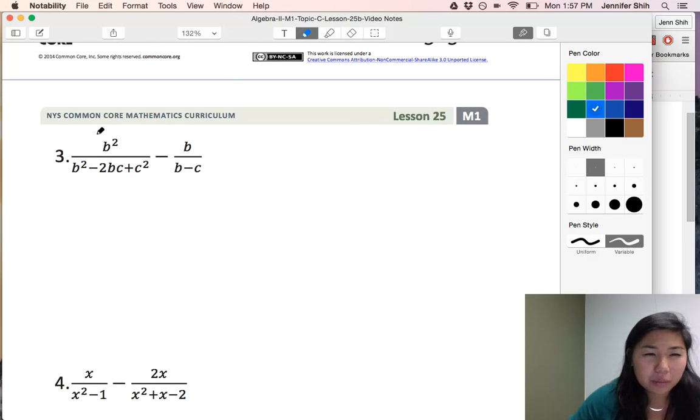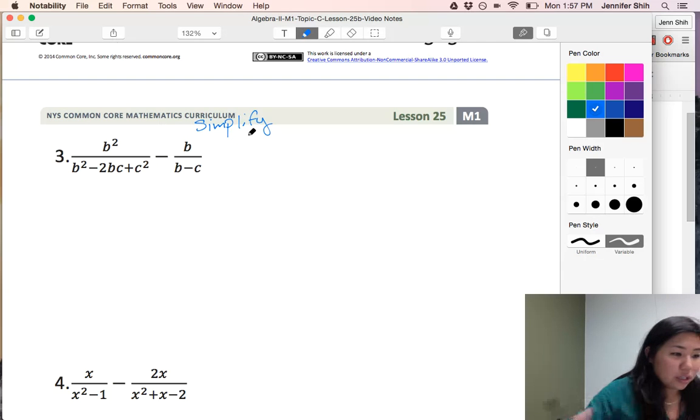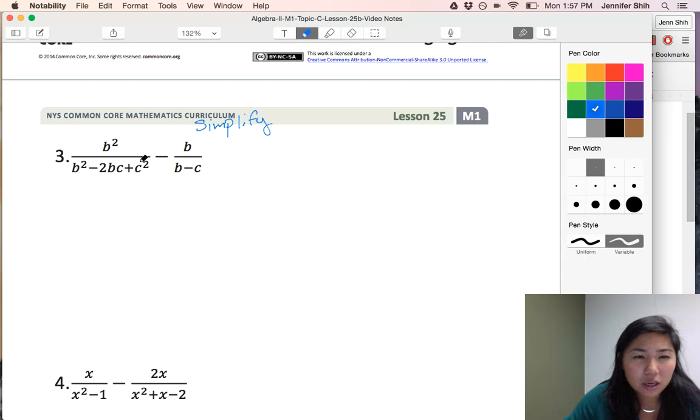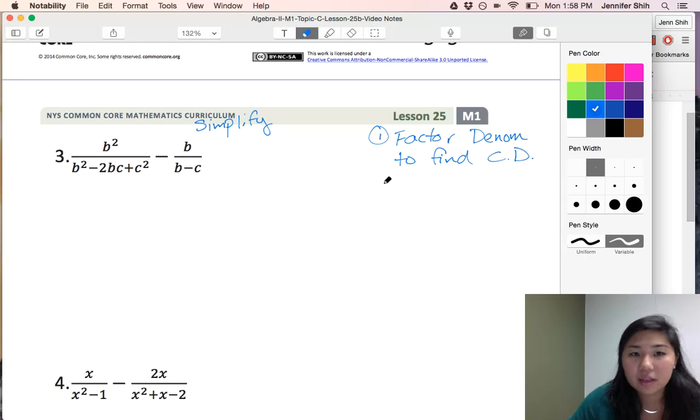Okay, so I'm looking at my problem. There are no directions, it's just an expression. So I'm guessing I'm going to have to simplify by combining these 2 expressions together. So I'm going to guess I have to simplify. To do so, I still need a common denominator. And so what I'm going to need to do is find out if there's a factor in here. So first, I'm going to factor the denominator to find a common denominator.